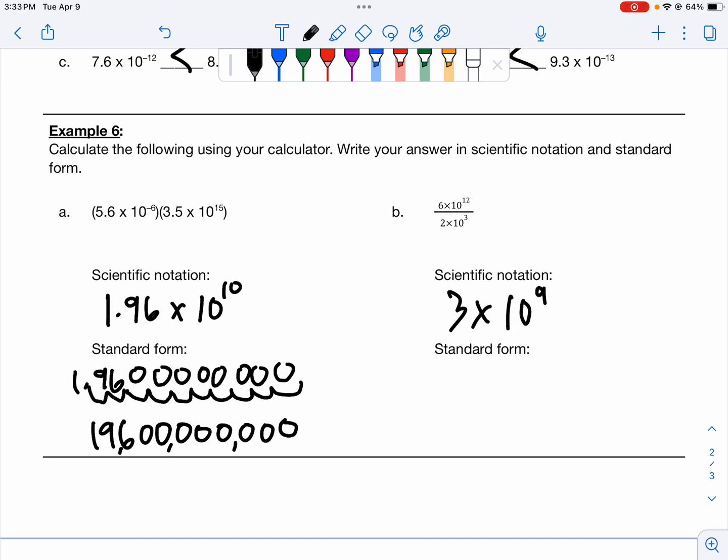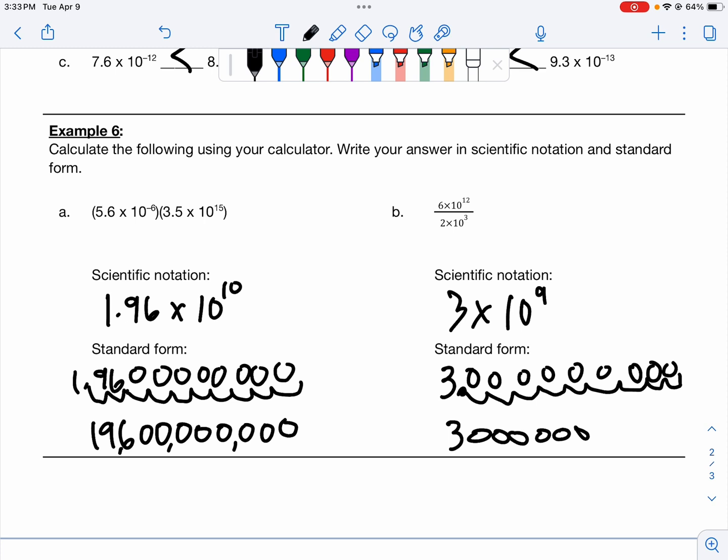So if I go ahead and write that in standard form, 3, there's my decimal place, move it 9 times: 1, 2, 3, 4, 5, 6, 7, 8, 9. So we have 3 and then 9 zeros. So 9 zeros, that would be 3 billion.